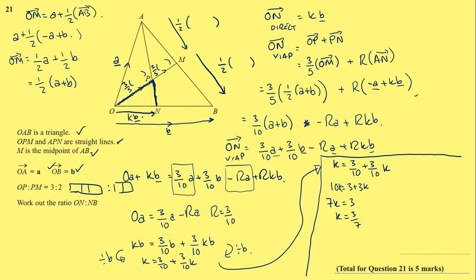Okay, this will be 3/7 here. So therefore n to b would be 4/7 of this line. So O to n is 3/7 of b, and n to b is going to equal 4/7 of b. Now what I wanted was the ratio of O to n to b. So I can cancel off the b's and I can cancel off the 7's, and I'm left with 3 to 4, and that's done.